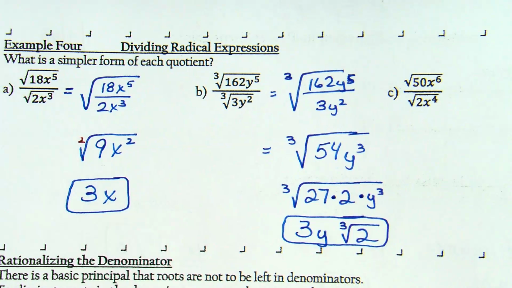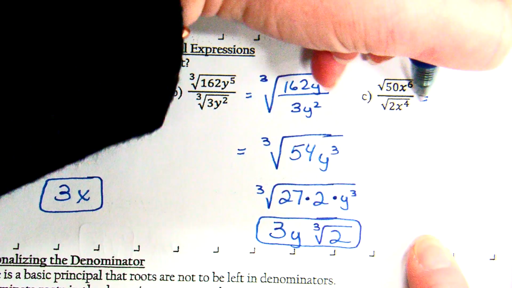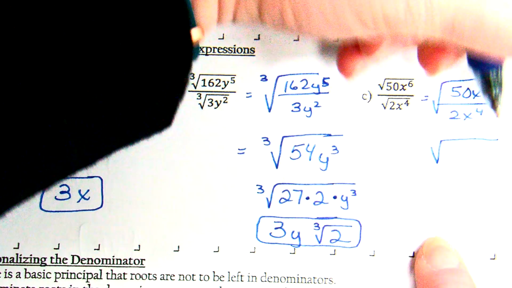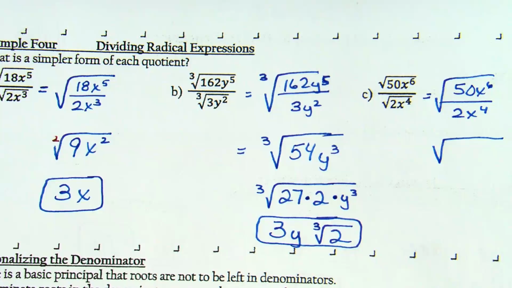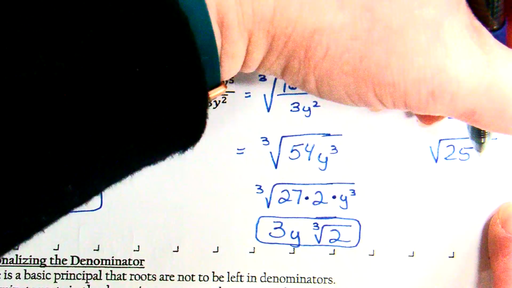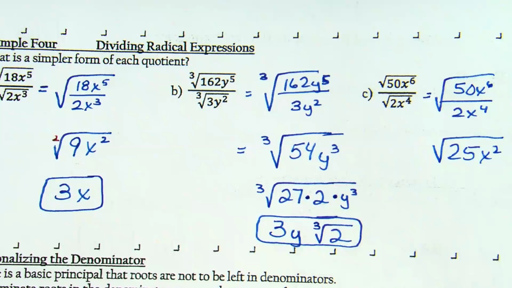One more. C. Well, what can you tell me? They divide. They're both square roots. So it's the square root of 50x to the 6 divided by 2x to the 4th. So what do you know when you simplify that fraction? 50 divided by 2? 25. X to the 6 divided by x to the 4th? X squared. What's the square root of 25x squared? 5x.